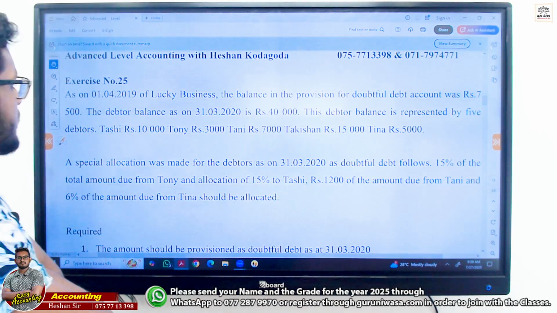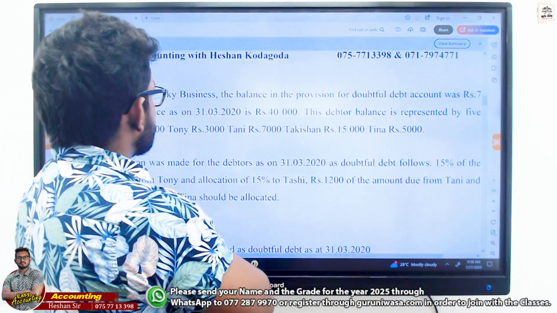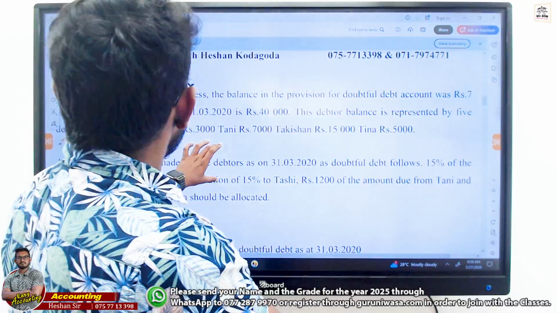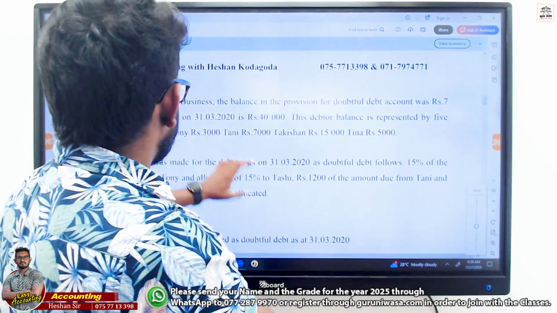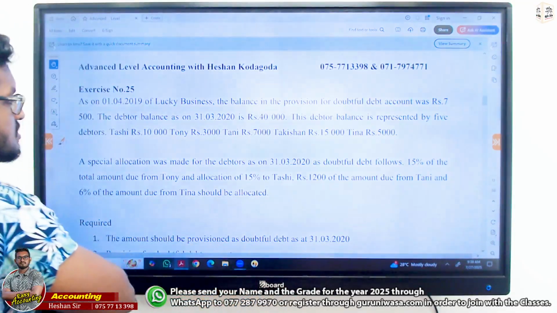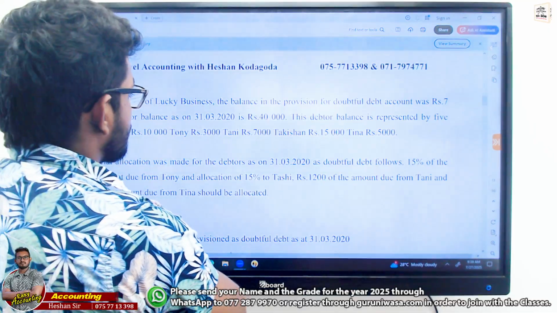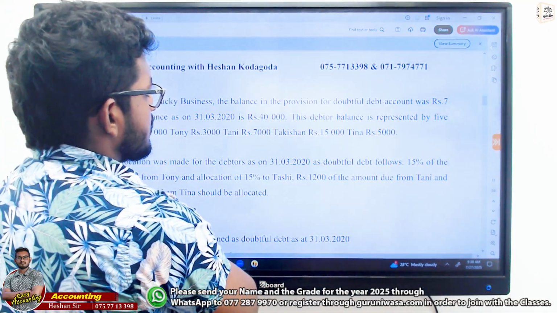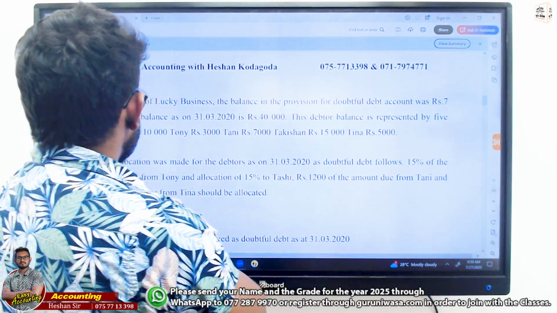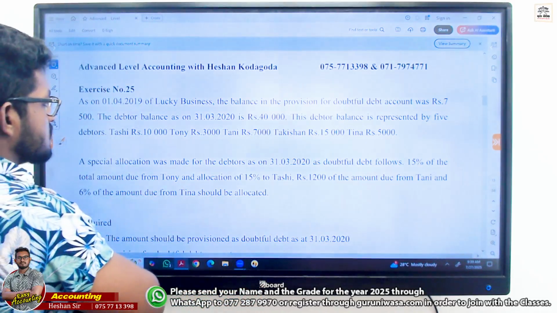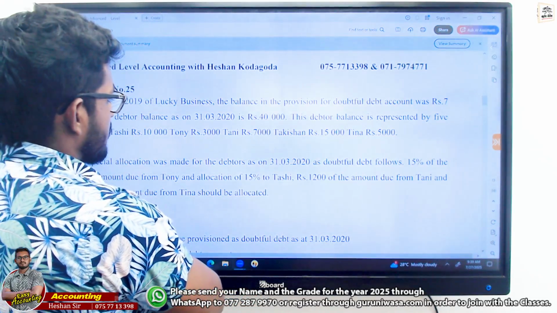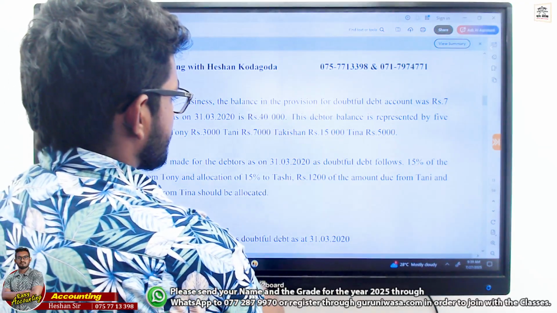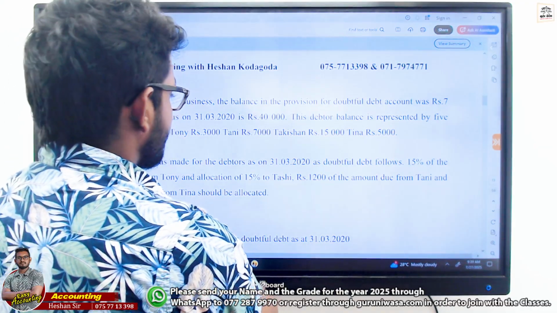As on 1st April 2019 of Lucky's business, the balance in the provision for doubtful debt account was rupees 7,500. The debtor balance as on 31st March 2020 is 40,000. The debtor balance is represented by five debtors: Tashi 10,000, Tony 3,000, Tani 7,000, Takishan 15,000, and Tina 5,000.